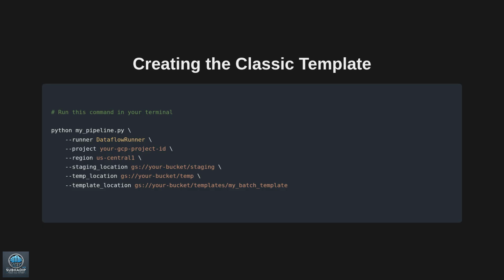Once the code is ready, we execute it with a special set of parameters. This command uses the Dataflow runner but doesn't run the job immediately. Instead, it compiles the pipeline graph and saves it as a template file in our specified cloud storage bucket location.